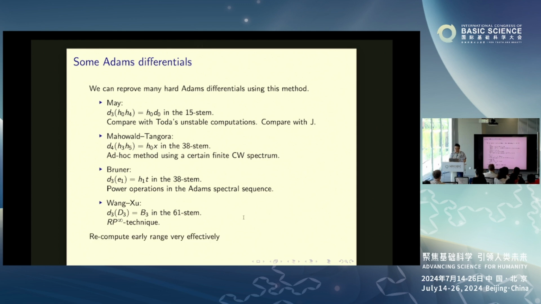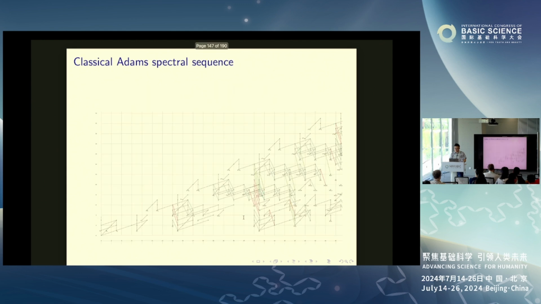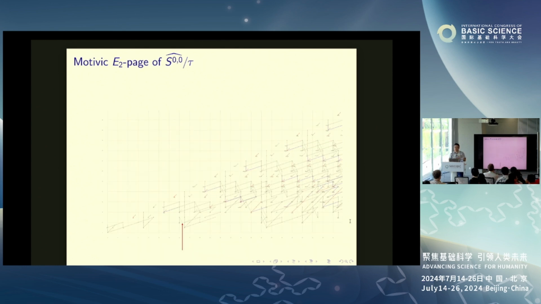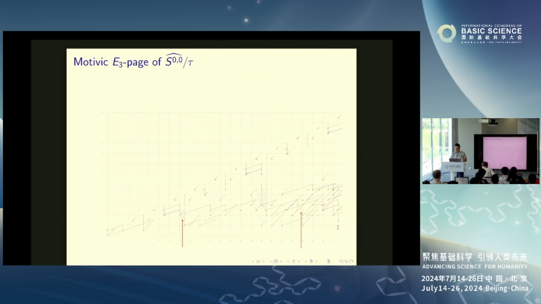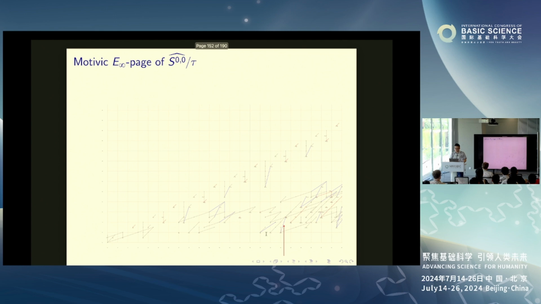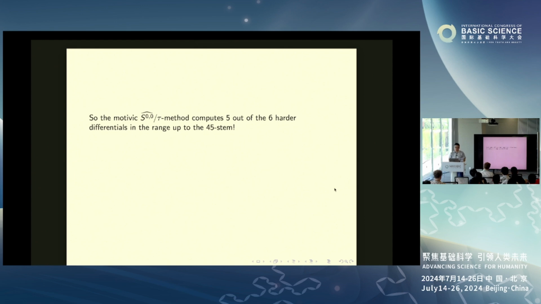It can also be used to recompute the early range very effectively. So I have some pictures. This is a classical picture. I marked 6 differentials in low filtrations. And this is the motivic picture. This is completely computer output. So there is one d2 differential. It's purely algebraic. So 1 out of 6. There are 2 d3s. So 3 out of 6. One d4. 4 out of 6. One extension can be translated into a differential. So 5 out of 6. So this motivic method can compute 5 out of 6 harder differentials in the range up to 45. So that leaves one left, but that's okay. So it does not violate the second Mahowald uncertainty principle.